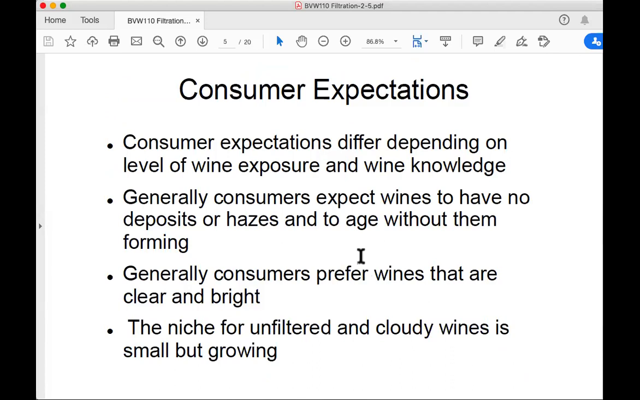Next, consumer expectations, which we've touched on many times throughout this subject. What are people expecting from this beverage? I think that's where winemaking interfaces with marketing. What do people expect? Traditionally, certainly, there's been a high expectation for very clean, bright wines, free from hazes and deposits, free from brown hues in white wines, free from browning in white and red, really, and filtration helps achieve that objective.